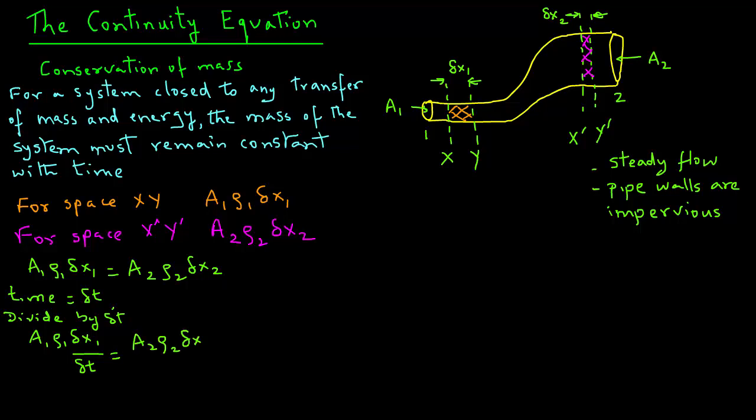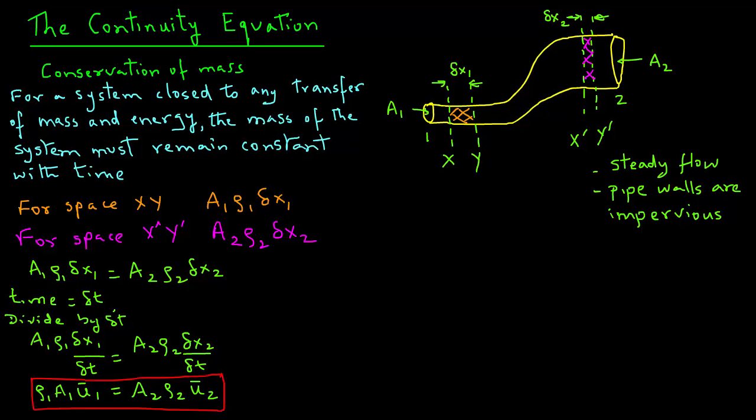Now note that delta x over delta t is the velocity, the distance over time. So we have rho 1 A1 u1. We will write u1 with a little bar on its top to say that this is an average velocity, equals rho 2 A2 u2. This is our equation of continuity.